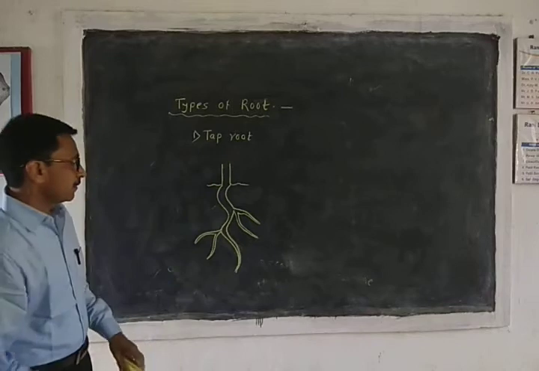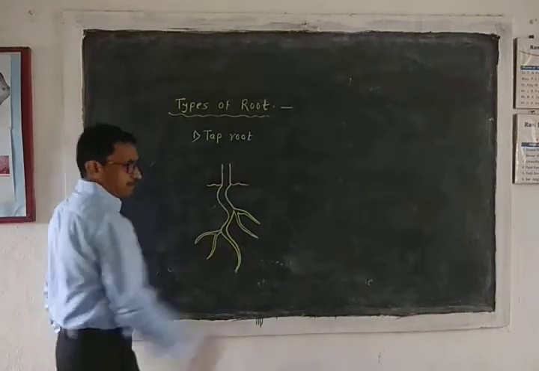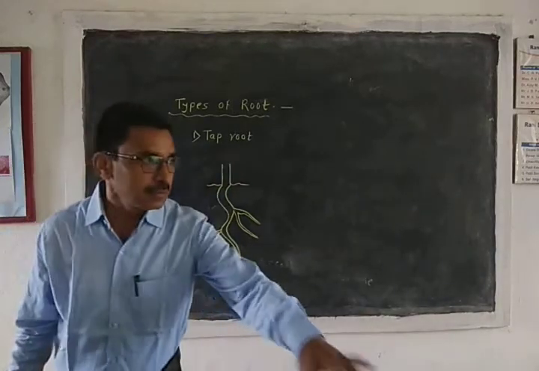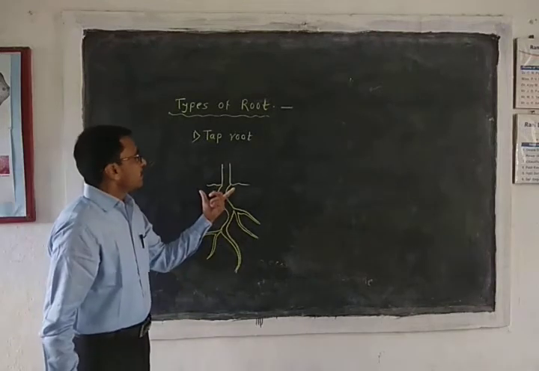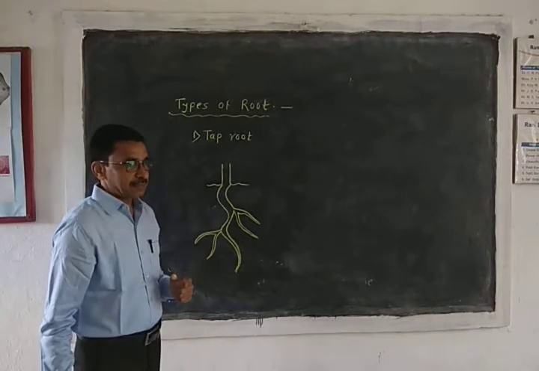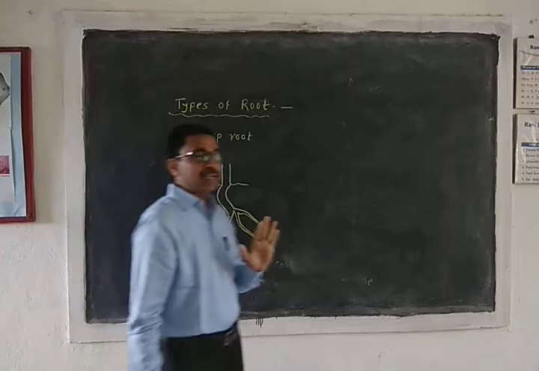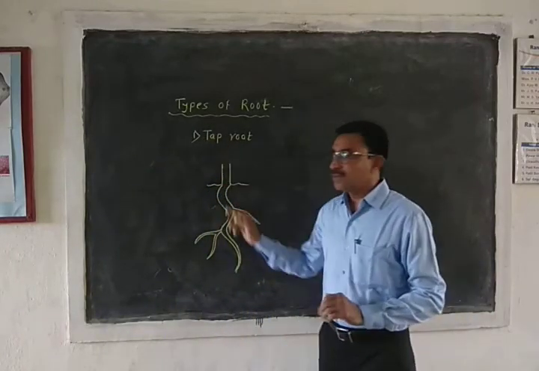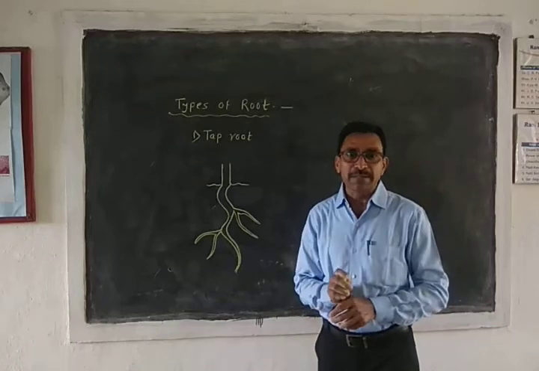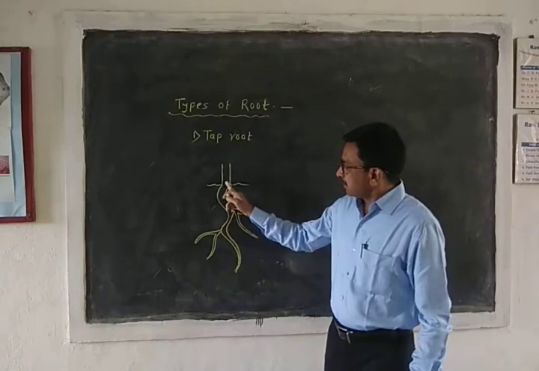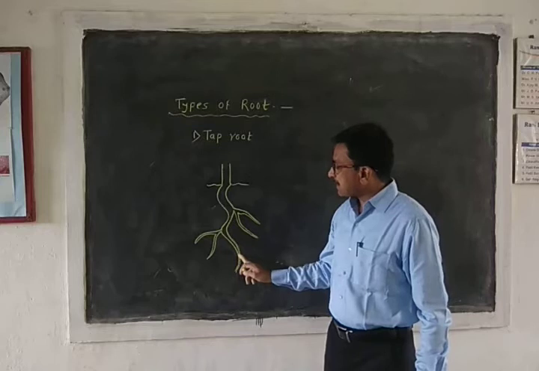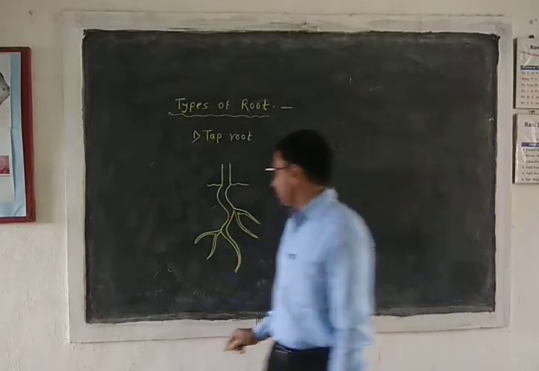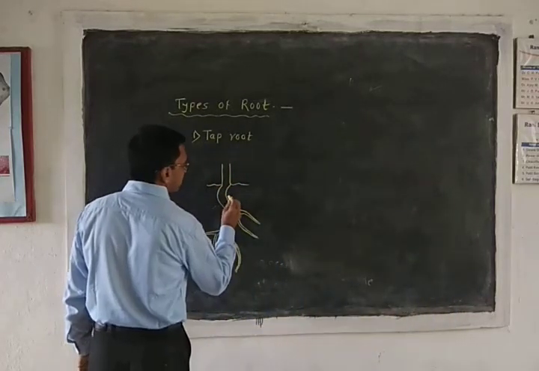See, this is a taproot system. In this case, the root is directly developed from the radicle. Taproot system मध्ये काय असतं, root is directly developed from the radicle. The root which is directly developed from the radicle is called primary root.